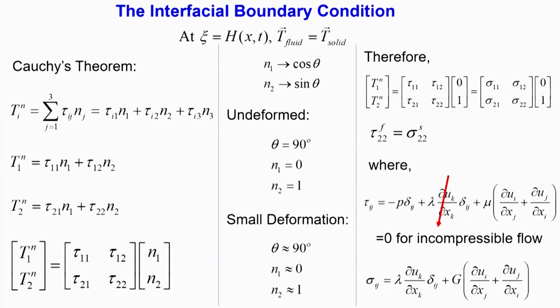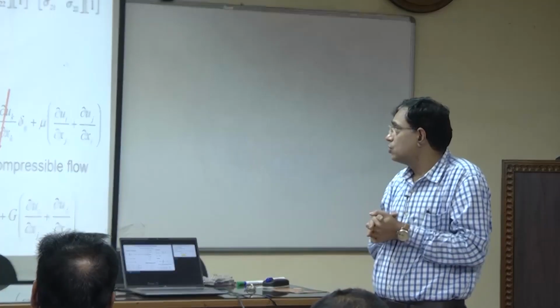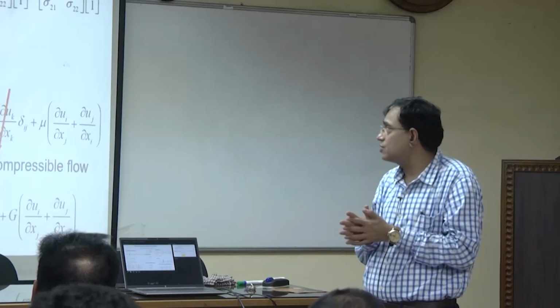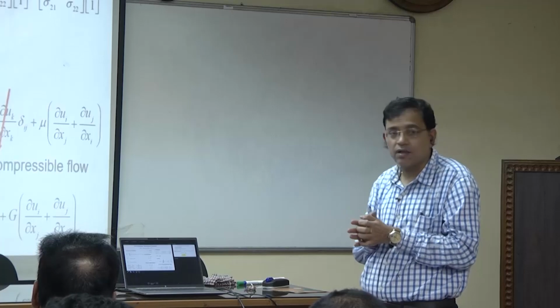So, we write the Cauchy's theorem. Now, you do not have n3 because it is a 2 dimensional problem, only n1 n2 are important, so it is a bit simplified. So, the Cauchy's theorem is written in terms of just vectors and 2 by 2 matrix. For a 3 dimensional problem it is a 3 by 3. So, with that now you have, if you draw the tangent to the interface, n1 as cos theta and n2 as sin theta, where theta is the inclination angle.